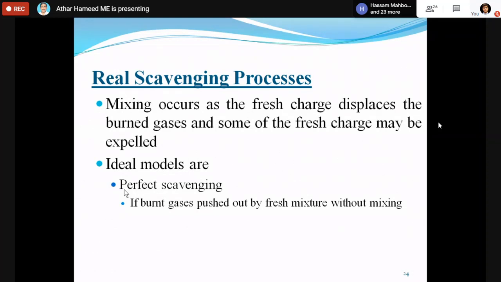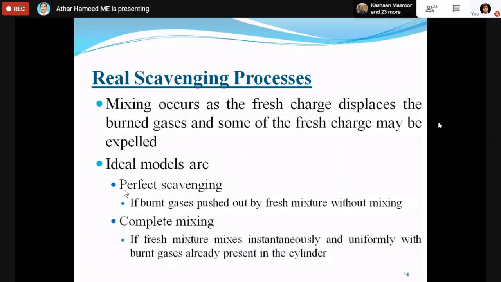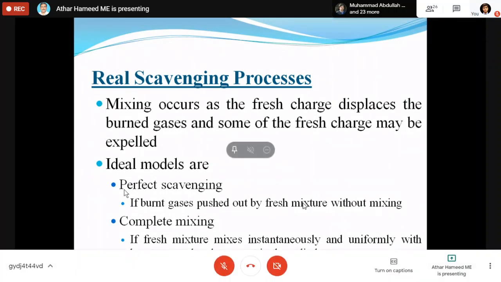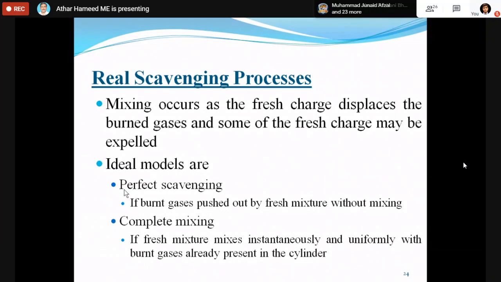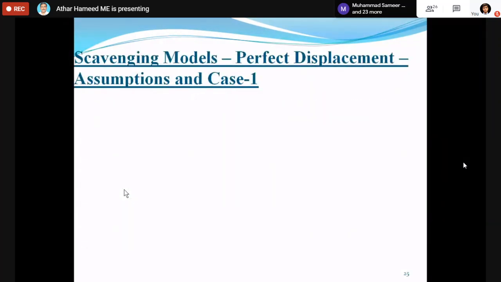And in the complete mixing scenario, the fresh mixture mixes instantaneously and uniformly with the burnt gases already present in the cylinder, that is, whatever is present in the cylinder, our fresh mixture completely mixes with that. So I've told you two different ends of the story. Number one is perfect scavenging, which is one end, and the other end is complete mixing. Whenever the exhaust port is closed, the charge present is mixed with the previous burnt gases.